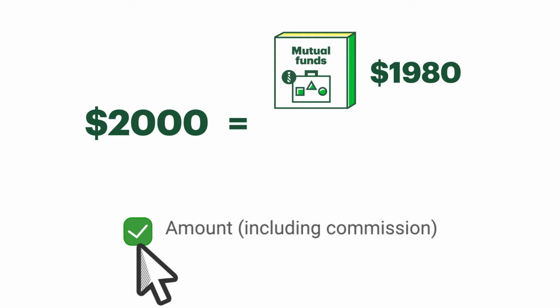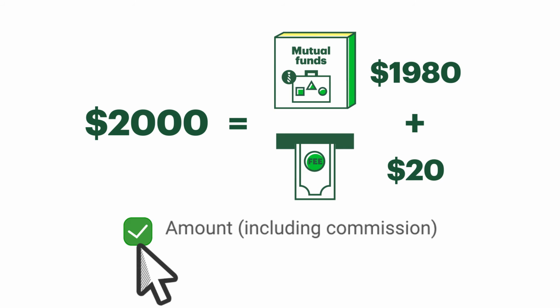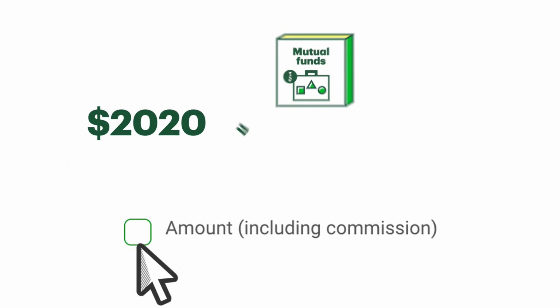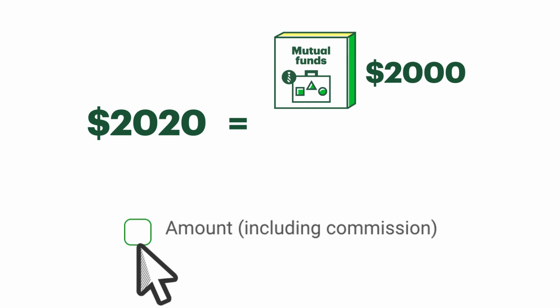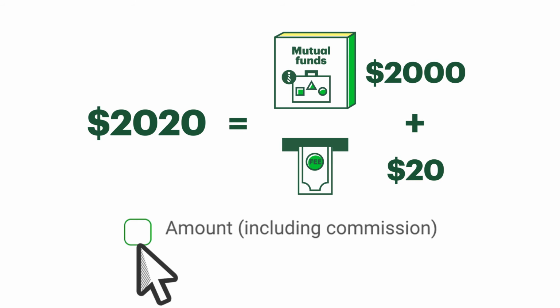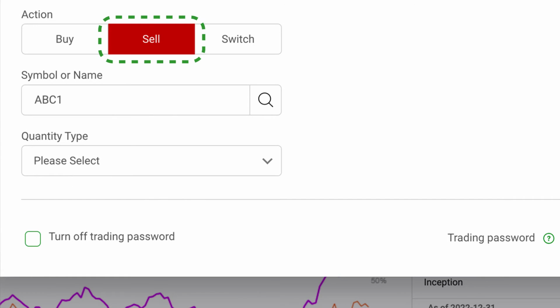For example, you can pay $2,000 total, $1,980 worth of the mutual fund, and the $20 transaction fee. If you uncheck the box, then you can pay $2,020 in total, $2,000 worth of the mutual fund, and the $20 transaction fee. The second action on the trade ticket is sell.